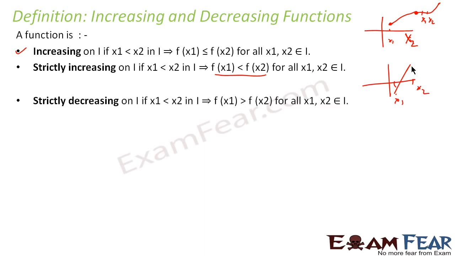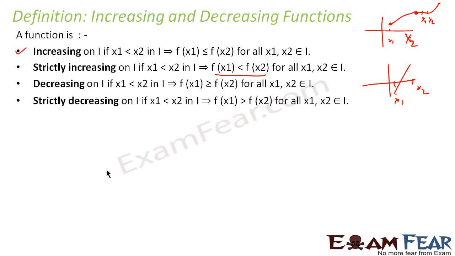Similarly, we have strictly decreasing function, and also we have decreasing function. So let's understand both. We have this function, and let's suppose it is a decreasing function, where some part is equal, some part is decreasing. In this case, it's the other way around. If you have 2 points, let's suppose here x1 and x2, then f of x1 has to be greater than or equal to f of x2.